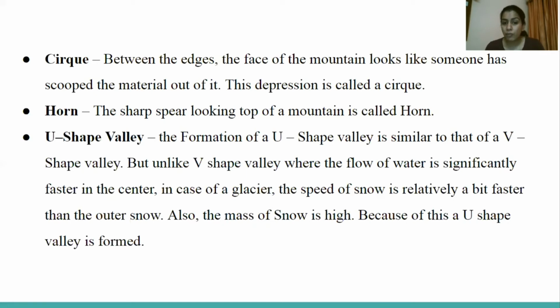But unlike V-shaped valley, where the flow of water is significantly faster in the center, in the case of a glacier, the speed of snow is relatively a bit faster than the outer snow. Also, the mass of snow is high. Because of this, a U-shaped valley is formed.